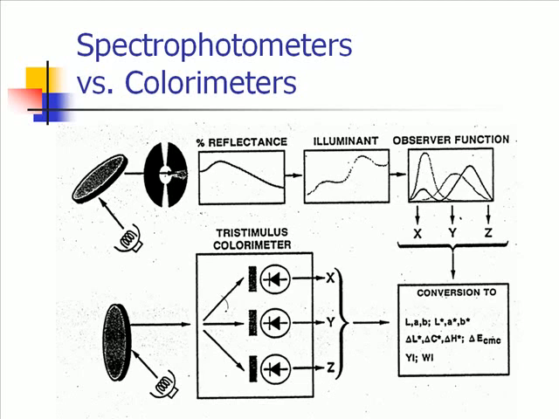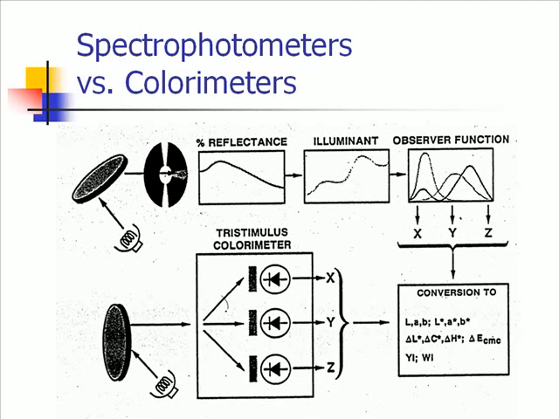The colorimeter has the light source, the filters, and it goes directly from the tristimulus values to all these numbers. There are no curves. It doesn't give you the spectral curve, doesn't give you an object curve, so it doesn't help you identify what the pigments are. Mainly used for quality control to say if a color is right or not.